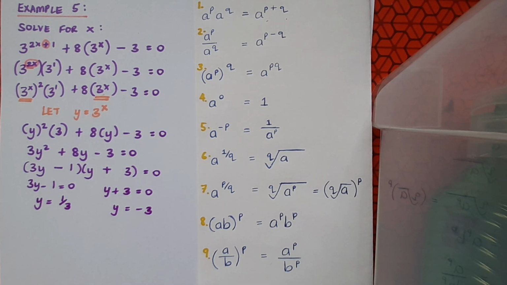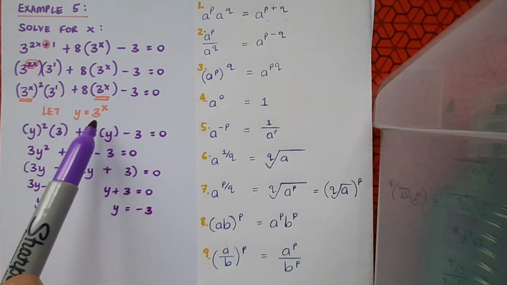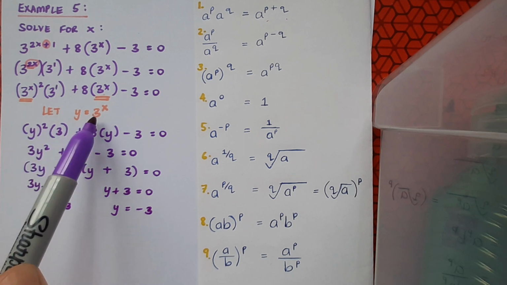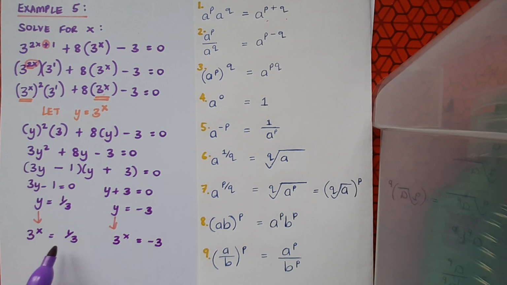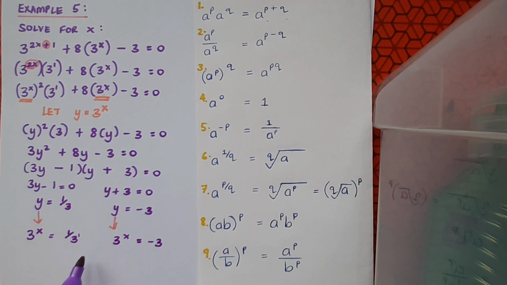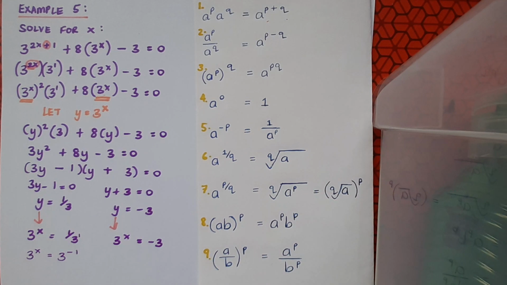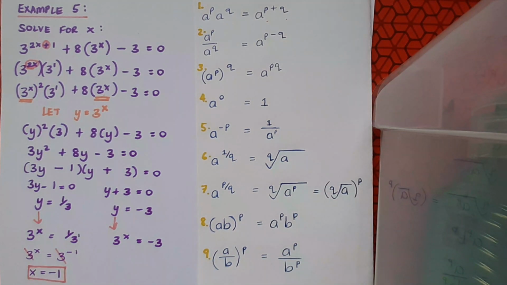At this stage, I'm going to go back to my substitution and replace the y with the 3 to the power of x. On the left-hand side, I'm going to take the 1/3, and since the 3 in the denominator is 3 to the power of 1, I'm going to be able to rewrite this right-hand side as 3 to the power of minus 1, cross off the 3s, and get a result of x equals minus 1.